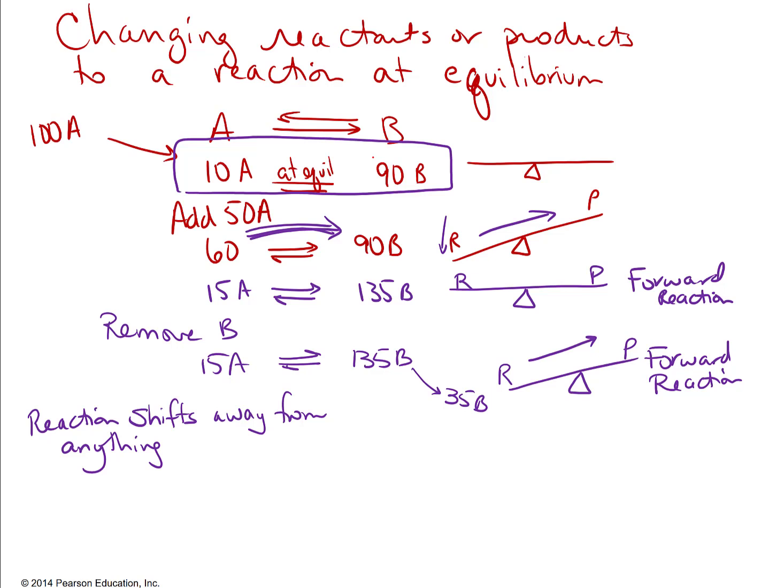So if I add A, that ratio is now imbalanced. I've added reactant, so it's going to put the ratio of reactant to product out of balance, and the reaction will shift forward to try to restore that ratio where I have 1 part to 9. So reactions always shift away from anything that's added. It doesn't matter if I'm adding to the reactant side or the product side. Either one, it'll shift away from it. The reaction will always shift towards anything that is removed.